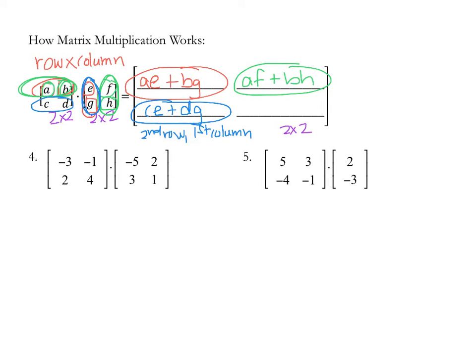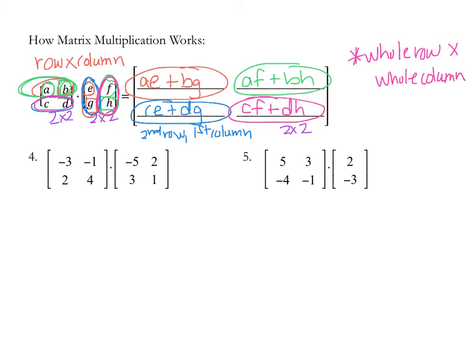And then the last one, we're doing the second row. This is in the second row, second column. So we're doing the second row times the second column. It's C times F plus D times H. Okay? So that's the gist of it. I'm going to again write out, it's a whole row times a whole column, row times column.